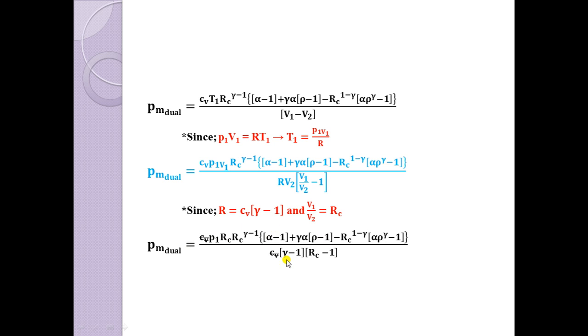After simplification of this expression, the final expression becomes P1 Rc^gamma (alpha minus 1 plus gamma alpha (rho minus 1)) minus Rc (1 minus gamma alpha rho^gamma minus 1) over (gamma minus 1) multiplied with (Rc minus 1). And this is the expression used to obtain the mean effective pressure of a dual cycle.